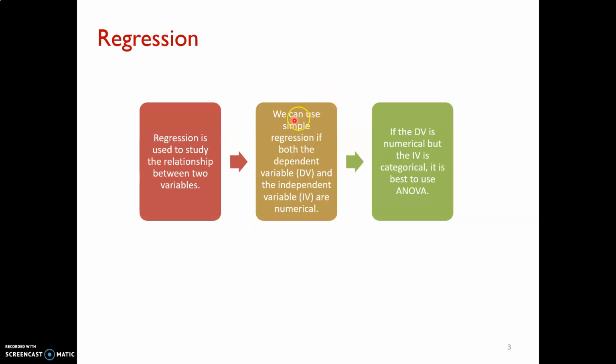Here we can use simple regression if both the dependent variable and the independent variable are numerical. The dependent variable is represented by DV, the independent variable is denoted by IV. If the DV is numerical but the IV is categorical, we use the analysis of variance method.